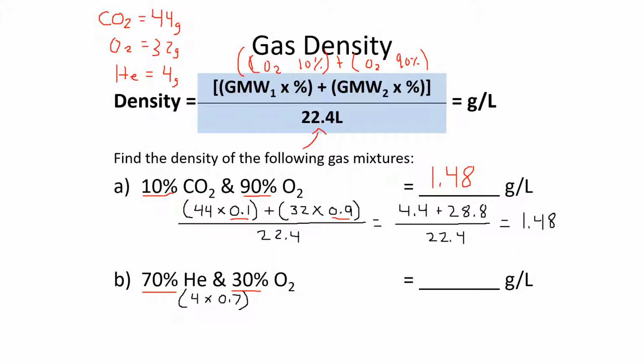All right, 4 grams for helium at 70%. Add that to 32 grams per mole for oxygen at 30%. And then don't forget to divide by the molar volume at STP, 22.4 liters per mole. So that comes out to about half a gram, 0.55 grams per liter.